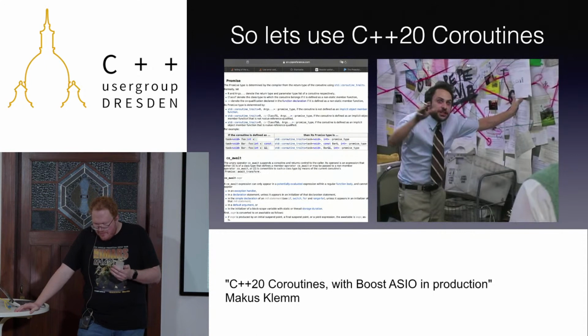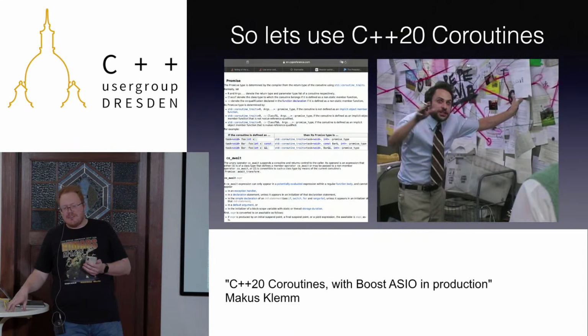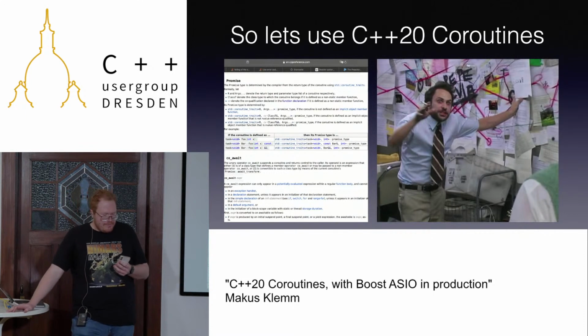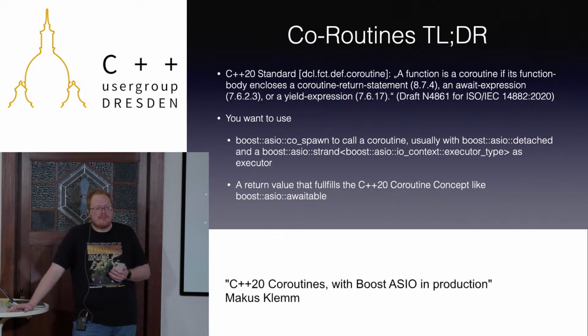But this is where Boost ASIO comes in, because Boost ASIO has already implemented what the C++ standard would otherwise expect you to implement. The basic gist of it is that a lot of the magic will be in the return object of the function, or not function anymore, now it's a coroutine.